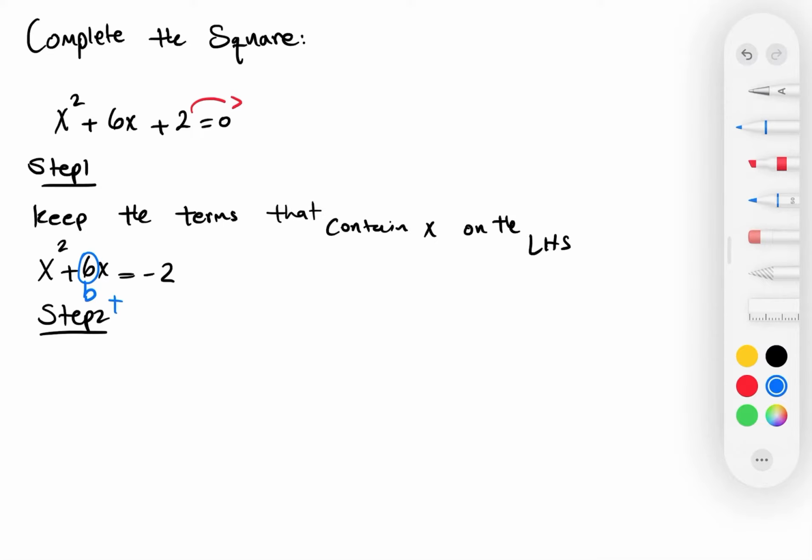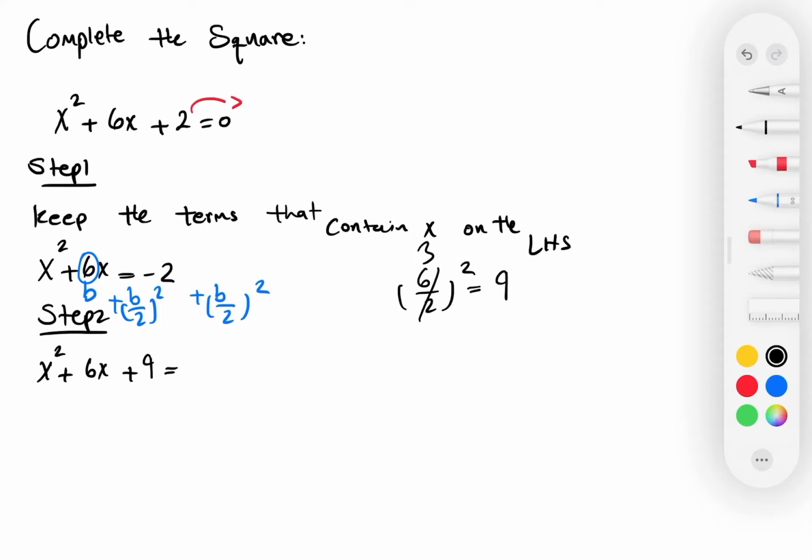For example, what I'm saying is I'm adding b over 2 raised to the power 2 to both sides, by the way. Why to both sides? Because if I do anything to the left-hand side, I should do the same thing to the right-hand side in order to balance the equation. So I would have x squared plus 6x plus 6 divided by 2 raised to the power of 2. So b over 2 to the power 2 would be 6 divided by 2 raised to the power of 2, which would be 3 to the power 2, which is 9. Plus 9 is equal to negative 2 plus 9, which is 7.